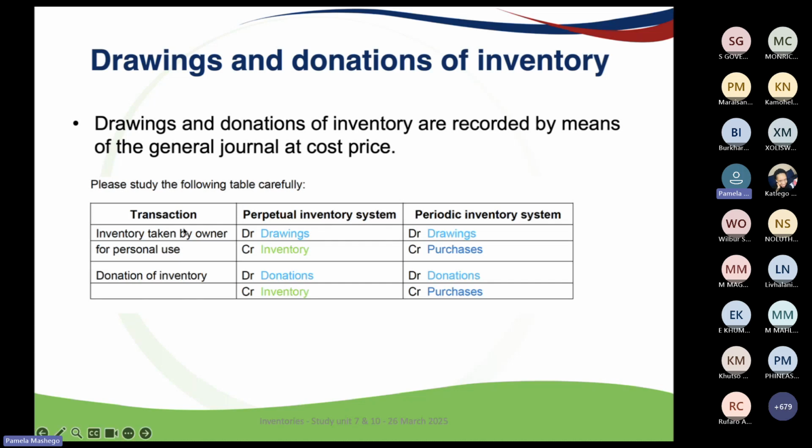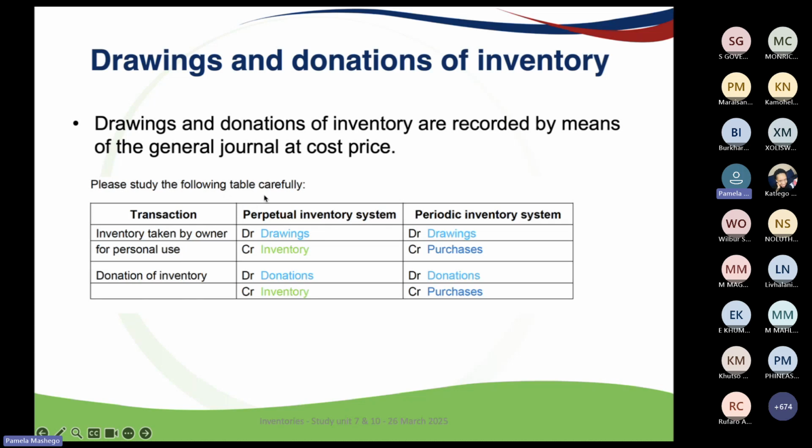So how would you record the transaction in this situation? If there are drawings in the perpetual inventory system, you will debit drawings and credit the inventory account, so you adjust the inventory account. And if there's a donation, it's just the same, but you debit donations and then credit the inventory account.